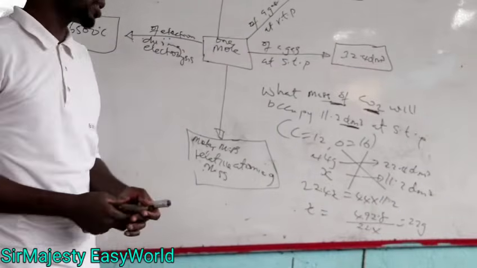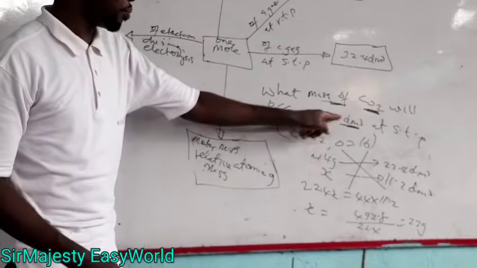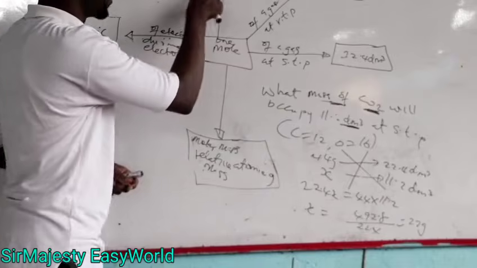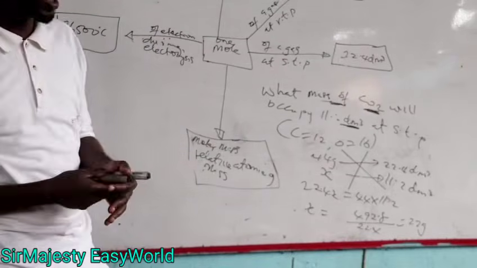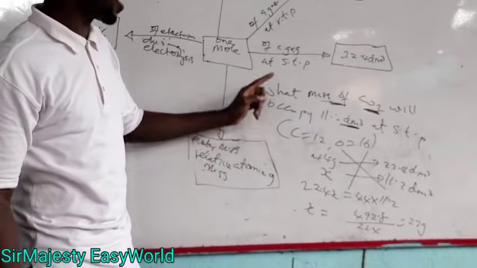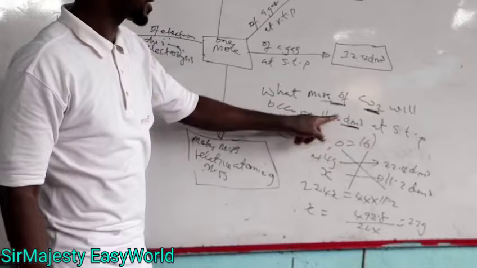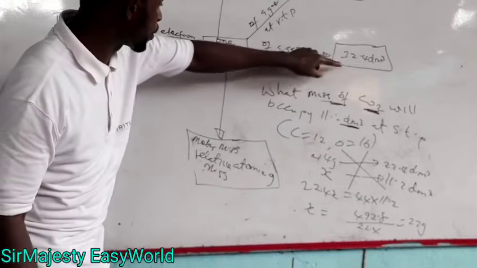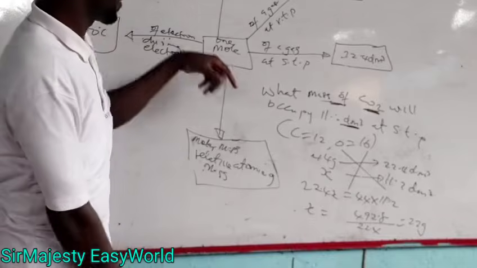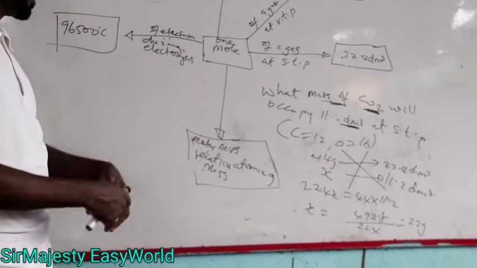Let's assume the question says, how many molecules of CO2 are present? Molecule, please, represents particle. When we say particle, we talk about molecules, ions, or atoms. Assuming the question now is, how many molecules of CO2 will occupy? This time around, you are now going to relate this number and this number because they are talking about molecule versus volume. Clear? Yes.